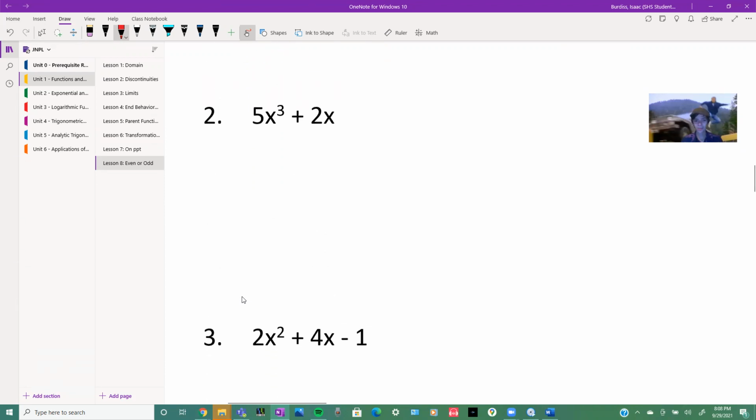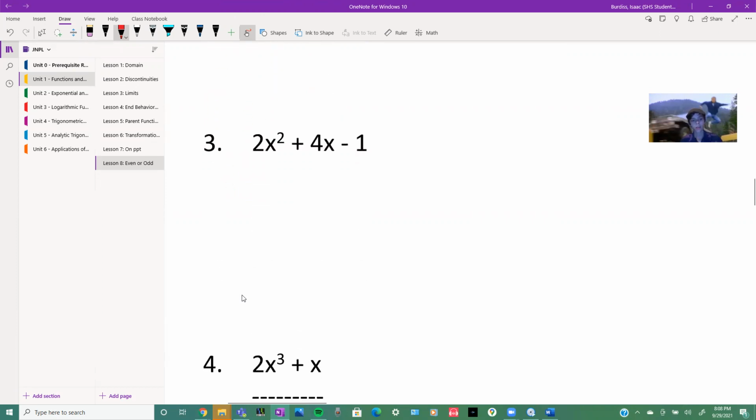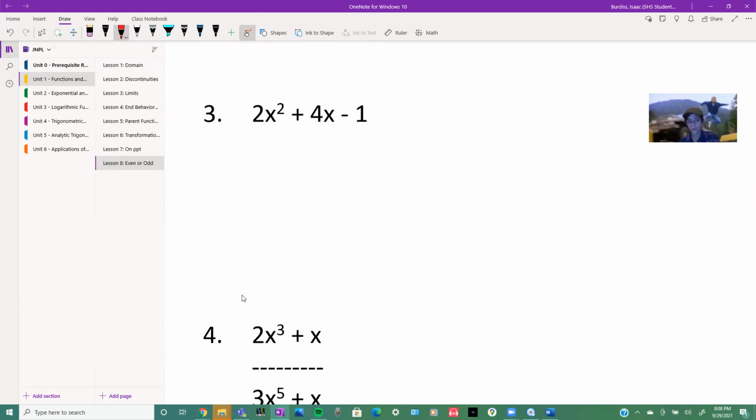Second thing, the 5x to the third is odd because 3 is odd. 2x is also odd because that really means x to the first. Also, that 1 is odd. So 2 is odd because both of those are odd. Number 3, the first one is even because of the exponent.